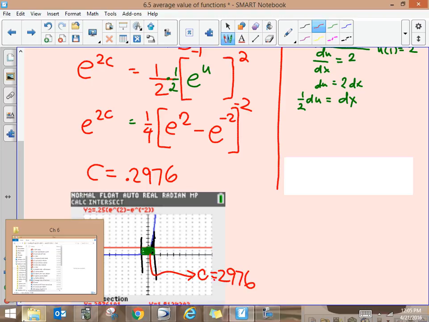That will give you the height of the rectangle that has the same area as your original. Or it's the average value of all the f of x's, if that's all you want. But the c's not really involved in the average value. Okay? Anything else? All right.